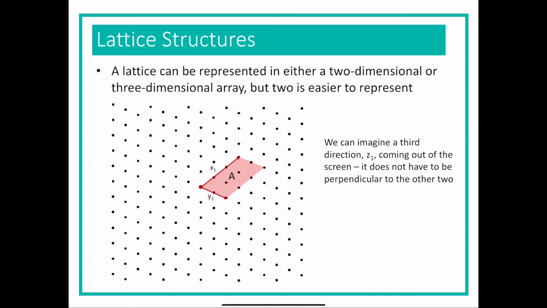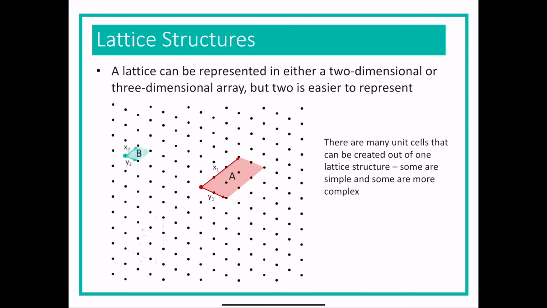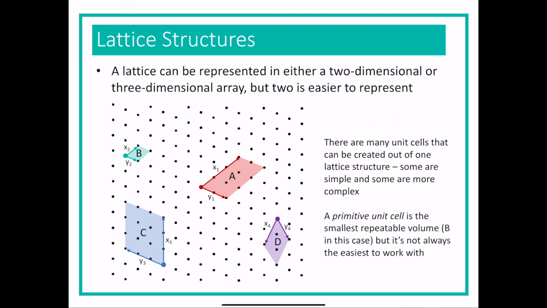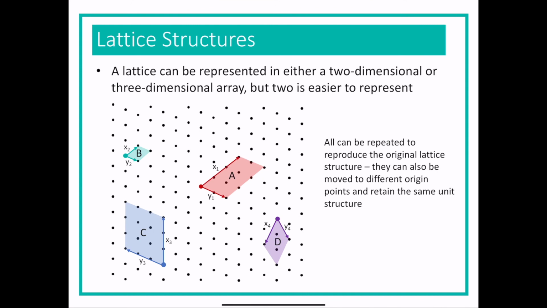That's not the only unit cell for this particular lattice that exists. There's lots of them. We can make all kinds of unit cells. Some of them are really simple, and some of them are not. A primitive unit cell is the smallest repeatable volume. So in this case, B would be the primitive unit cell, because it's the smallest thing you can make and repeat. It's not necessarily the easiest thing to work with, but it is the smallest. So we can repeat any one of these and get the same structure.